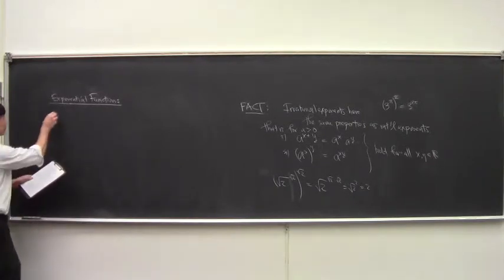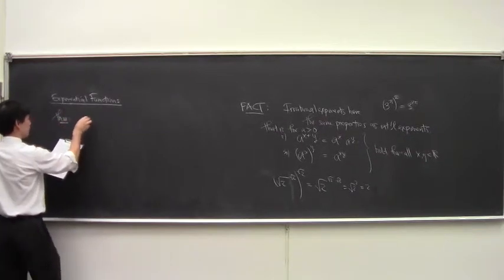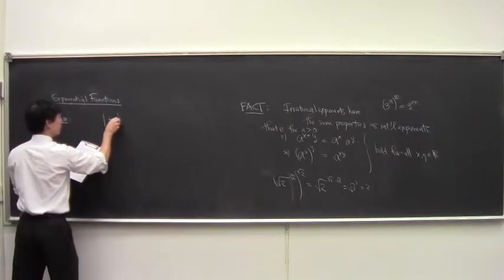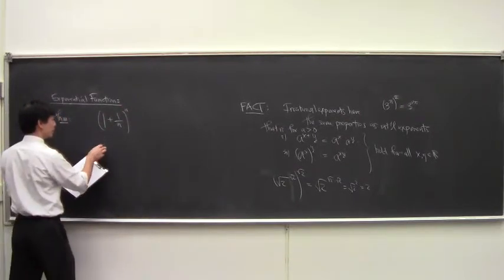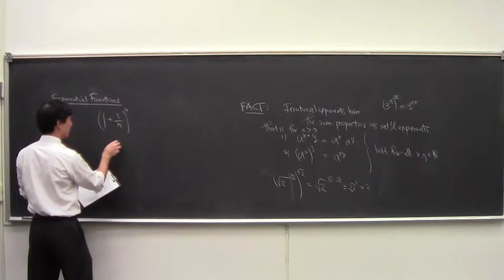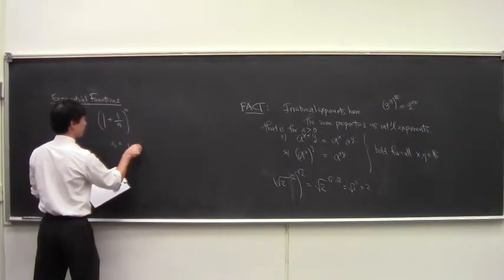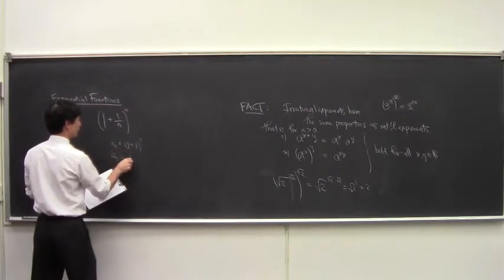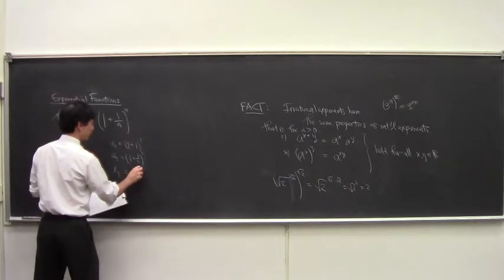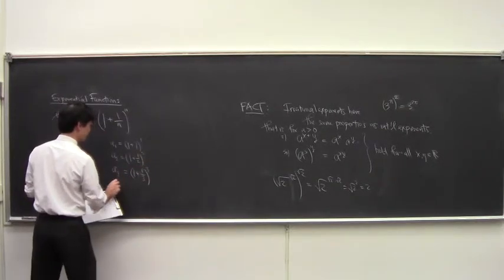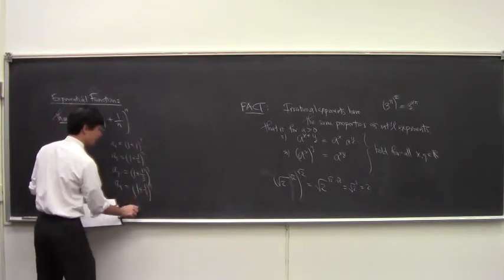Okay. Theorem. Or I'm just going to use this as a fact. If we look at the sequence (1 + 1/n)^n, we create the sequence: for a1, it's going to be (1 + 1)^1, a2 is going to be (1 + 1/2)^2, a3, (1 + 1/3)^3, a4, (1 + 1/4) to the fourth power, etc., etc.